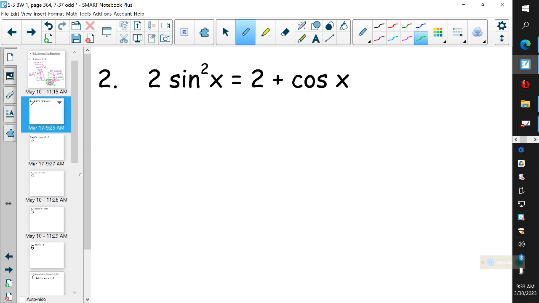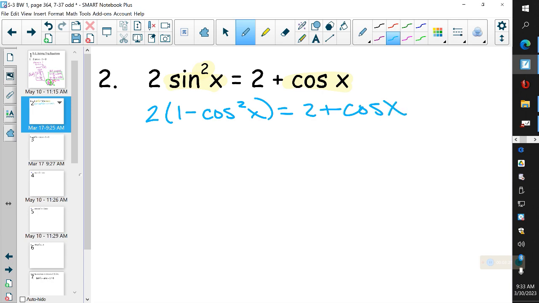The next one is example number 2. These are not number 2 in your textbook, this is just example number 2. The very first thing I see is that I have a sine squared and a cosine. They are not the same trig function, so I have to use the trig identities to get them into the same one. Since I have cosine, I'm going to keep cosine and solve sine squared of x for cosine squared. So this is going to give me 2 times 1 minus cosine squared of x is equal to 2 plus the cosine of x.